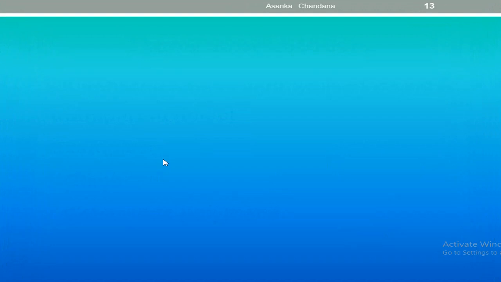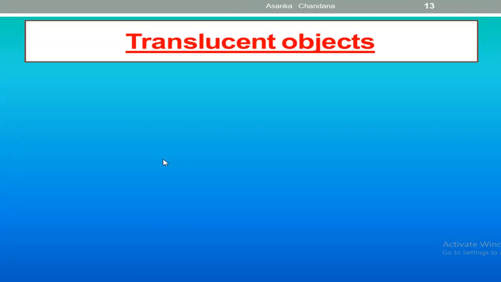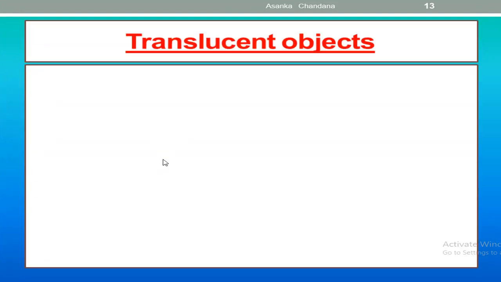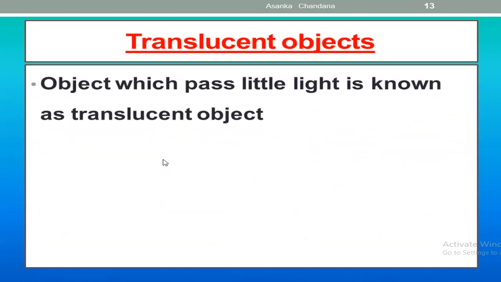Now we have learned what is meant by a transparent object. Then we will learn about translucent objects. What is a translucent object? Translucent objects are objects which pass little light. Objects which pass little light are known as translucent objects.